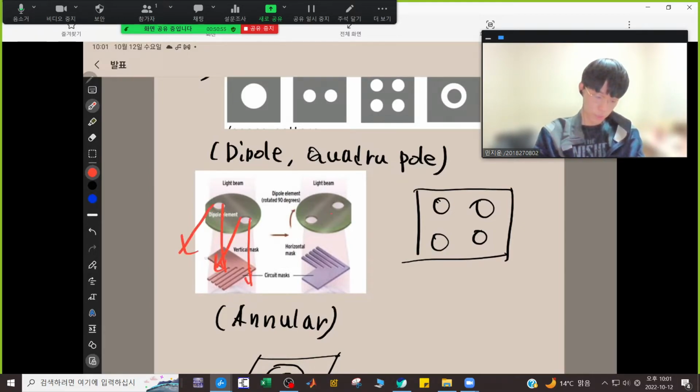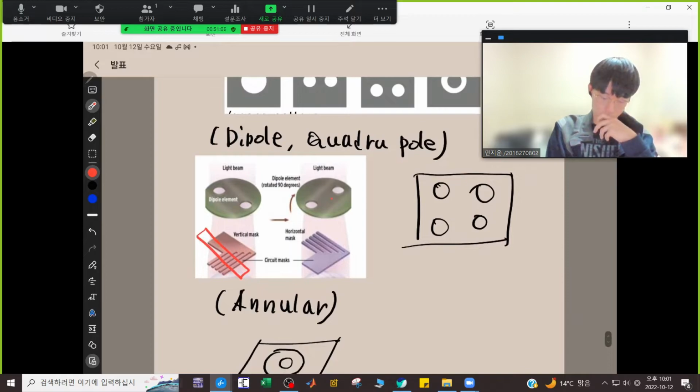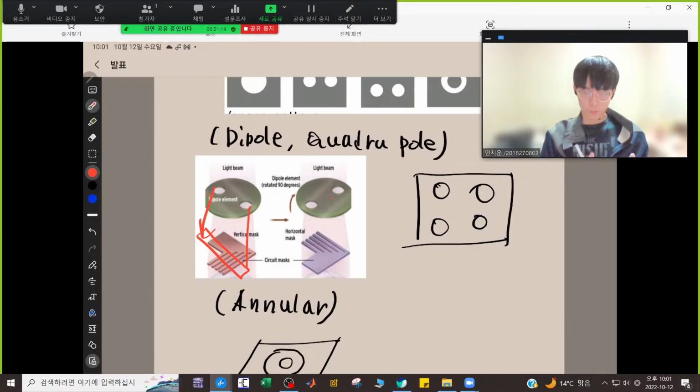Then this diffraction wave can have this region. So this dipole aperture can get a good nano patterning like this, and this light one also has this exposed light region.